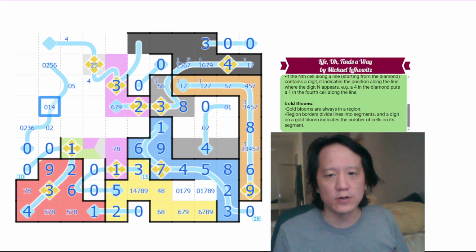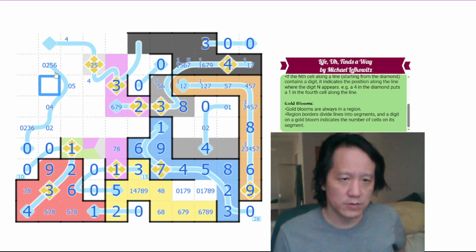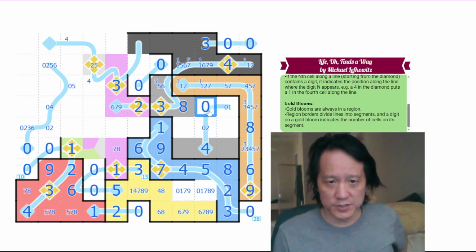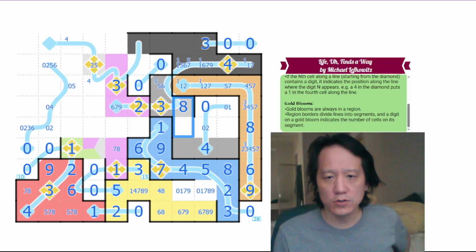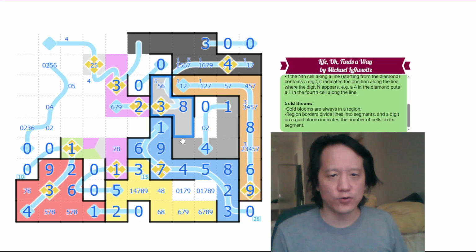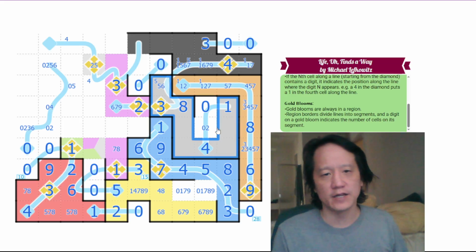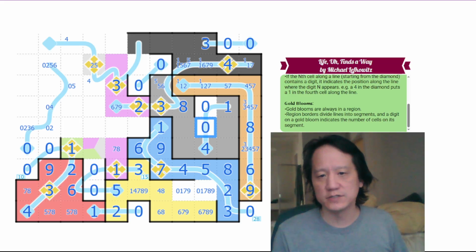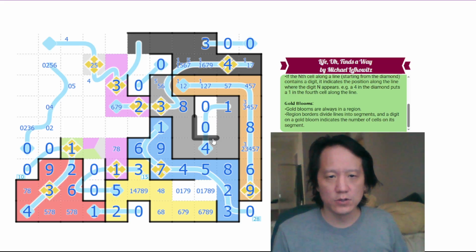1 cannot appear on this line then. This is 0, so this is a border. So it has to go down here. 4 is here, so this must be 1. So this is part of it. It has to go here. And that's a full region, right? 1, 2, 3, 4, 5, 6, 7, 8, 9. Yes, so this cannot be part of the region and is 0. So that's done there.